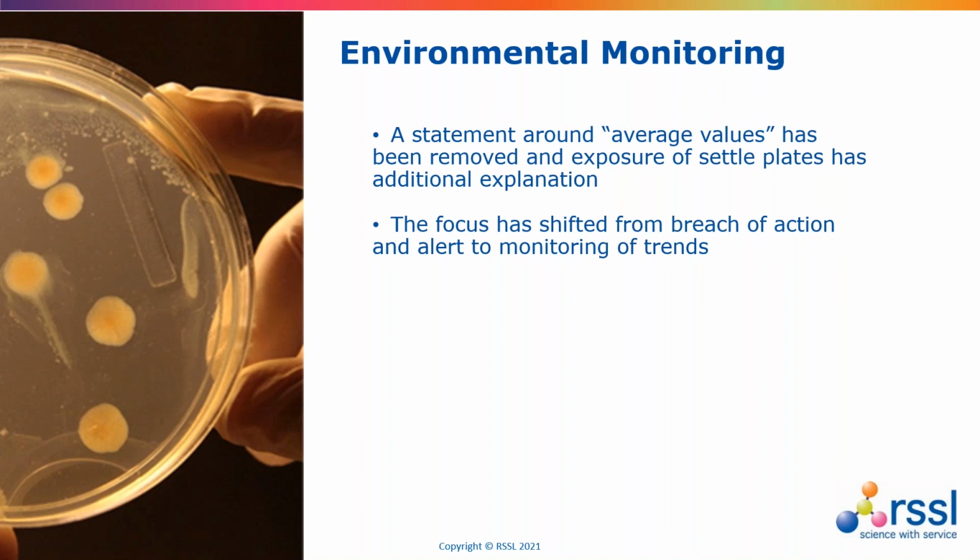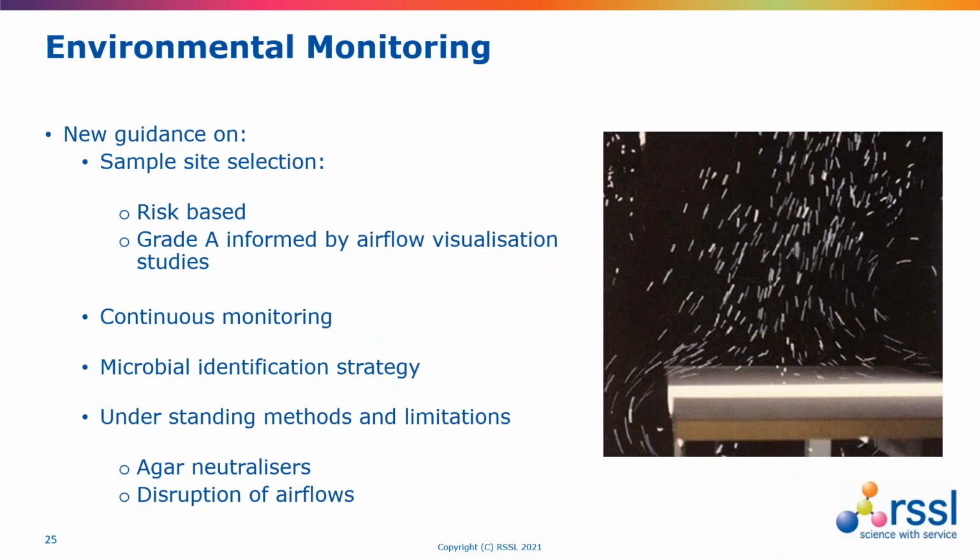There's also removal in reference to the grade A limit that I mentioned earlier, that the statement around average values has gone. So there is the full inference that every grade A event is serious and every grade A event needs investigation, and there's no mechanism to try and average into compliance. So I think most facilities weren't doing that anyway, but this clarifies that element of CGMP that's been around for a while.